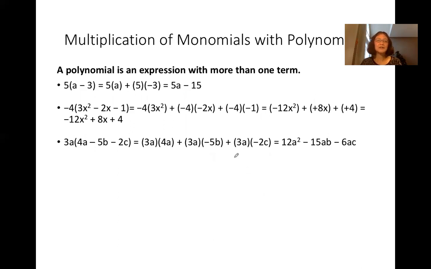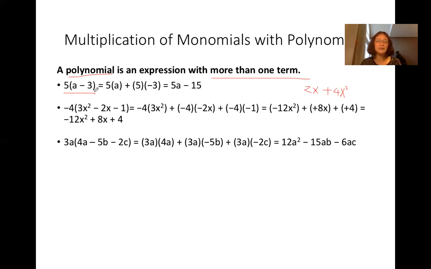So let's look at multiplication of monomials with polynomials. So what is a polynomial? A polynomial is an expression with more than one term. For example, 2x plus 4x squared. This is a polynomial because it has two terms. So let's look at this example. This one is a polynomial because it has two terms.